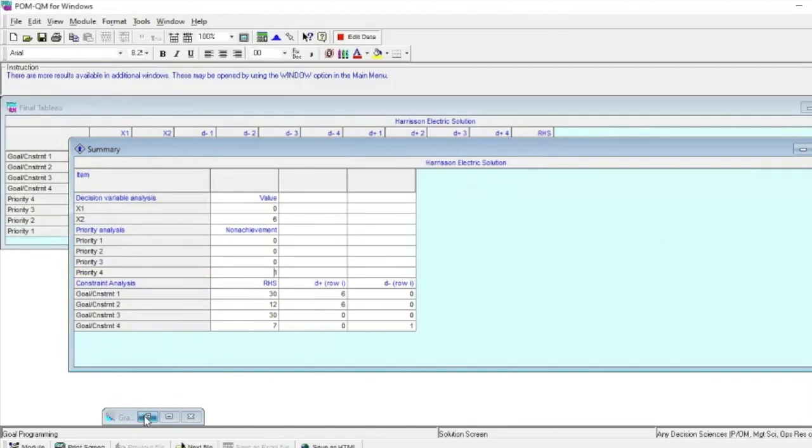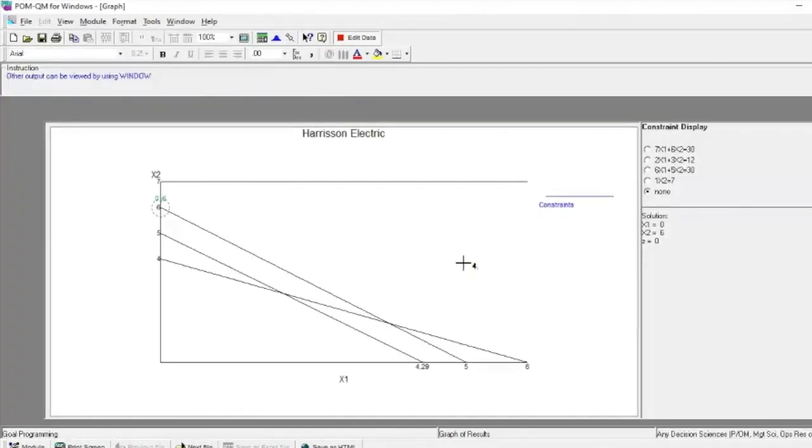Here's actually the graph of the problem of the Harrison. As you can see, the graph states also that the final answer should be 0 and 6 and the z value is 0. Meaning to say, we actually already minimized the z. Again, the z here is the summation of the all deviational variables. Okay, so this is the point of the optimal solution. Okay, or the best solution for our goal programming problem regarding the Harrison Electric Company.